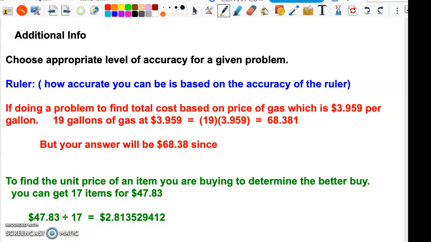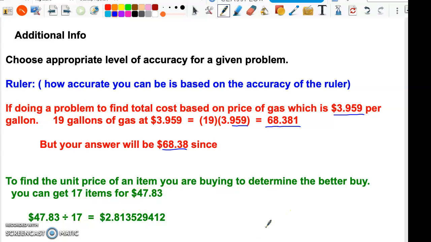If you're doing a problem to find total cost based on the price of gas, which is 3.959 per gallon, 19 gallons of gas at 3.959 is equal to 68.381, right? Which would end up rounding to 68.38. If you use this 3-digit number in your calculations, 3 digits after the decimal, you're going to get a more accurate result to your final answer, right? So if you're always using your most significant digits, then you're going to get a more accurate answer.